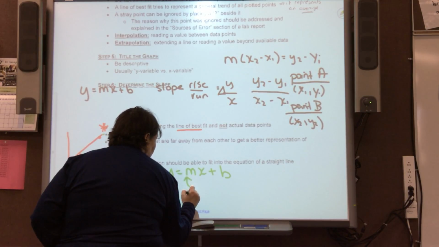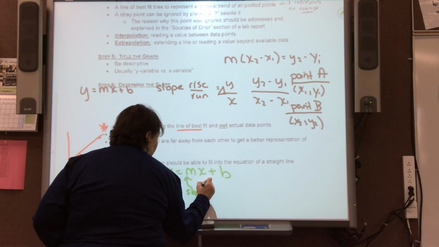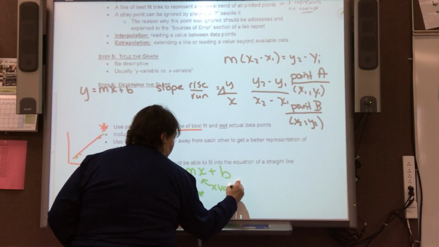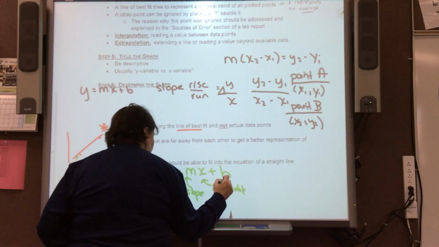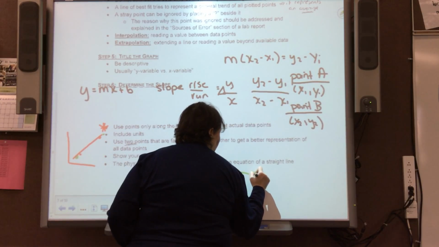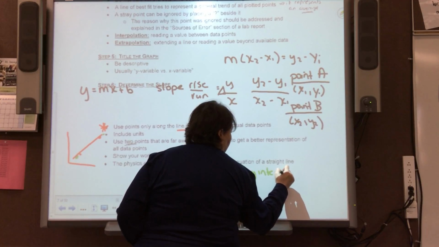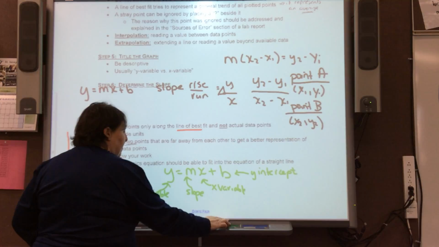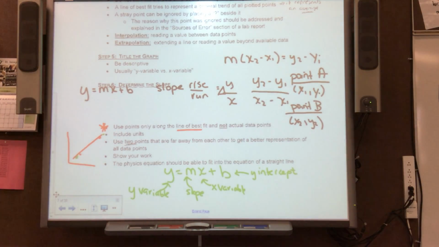This we know is your slope. This is your x variable. And this is going to be your y-intercept. Now I know that you'll do a lot of this work with Mrs. Goodall, but I don't know that you're there yet. Okay?